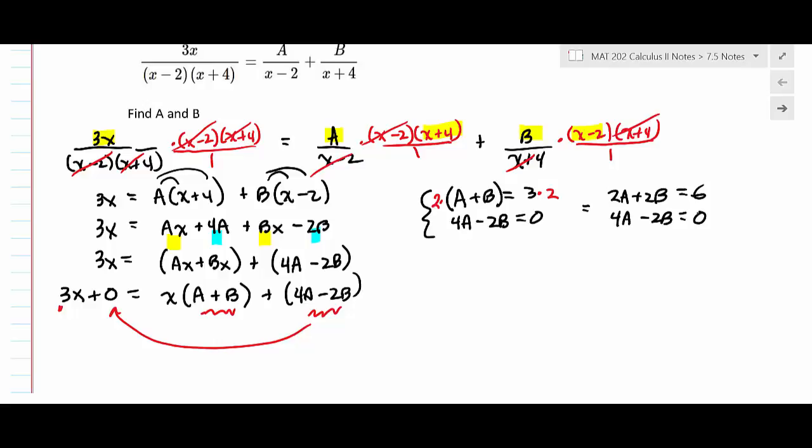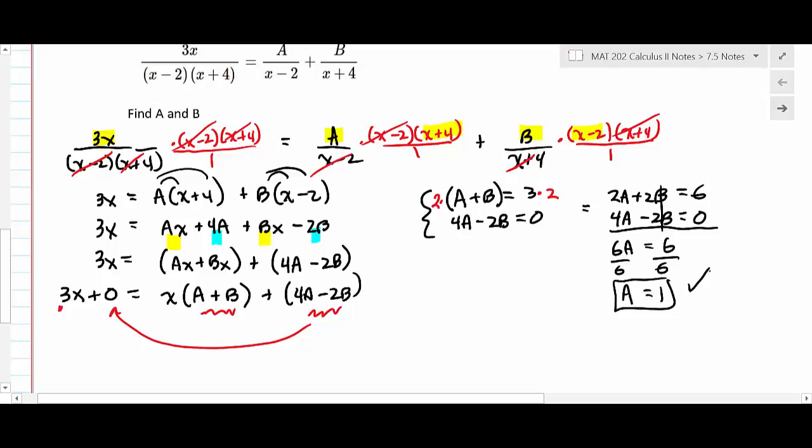Does that look familiar? Algebra background stuff. Like I say, Calc 2, everything comes together. You start doing all this stuff you've learned in the past, and it just shows up in different places. So 6a is equal to 6, and you can do that in your head. You can divide by 6, you get a equals 1. Okay, so we got that.